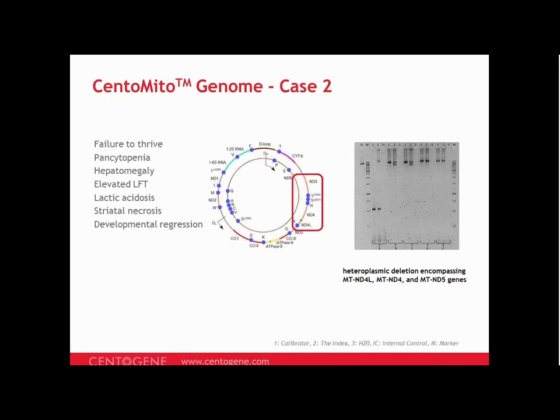And here you can see the PCR picture. Here, the B and the C fragments show that the deletion encompasses these 3 genes, and it's about a 3.4 kilobase long deletion. So the case was diagnosed as Pearson marrow-pancreas syndrome. These were the cases diagnosed in Centogene.